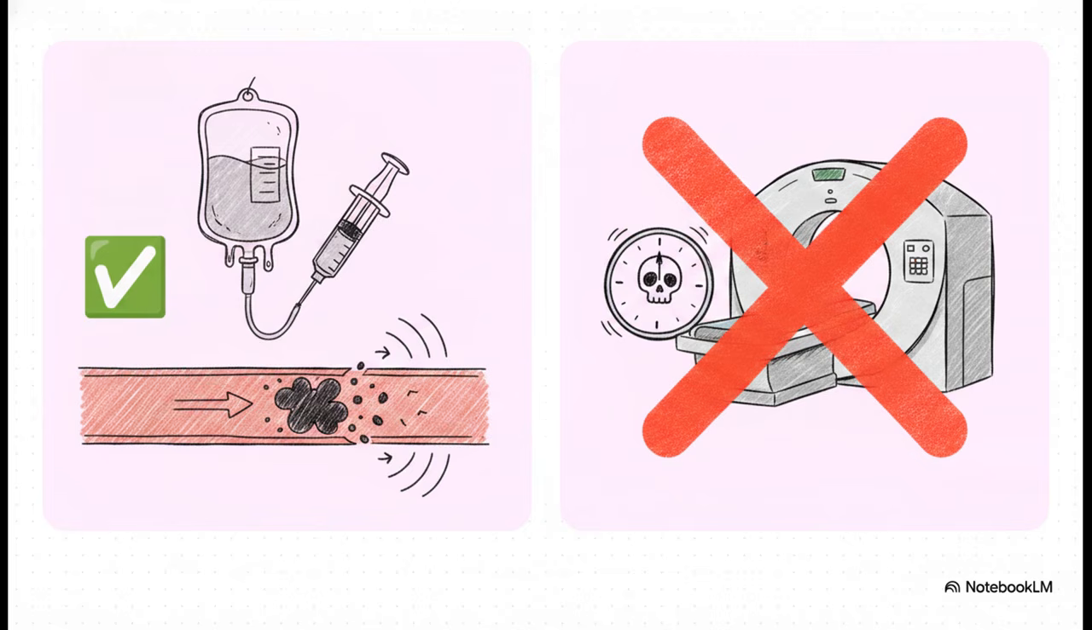But let's look at a deadly exam trap, CT pulmonary angiography. Do not fall for this on Step 3. Sending an unstable, hypotensive patient down the hall to the CT scanner is a deadly delay. Diagnostic imaging should never, ever postpone life-saving reperfusion therapy when a massive PE is clinically obvious and the patient is crashing in front of you.